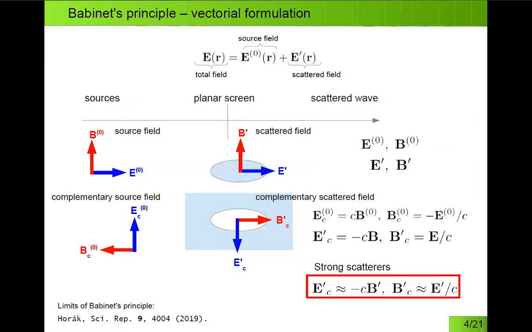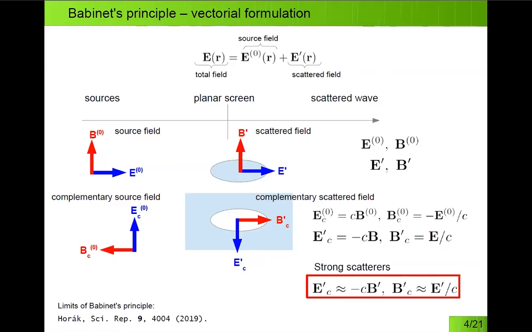What we need for our case is a vector field formulation of the Babinet principle, and without going much into details, you can say under some assumptions that the field scattered by a particle and by the aperture, which is complementary, that means the same size and shape, is also complementary in the sense that the electric field scattered by the particle is related to the magnetic field scattered by the aperture and vice versa. And these are the final formulas that hold rather well, although they are just approximate.